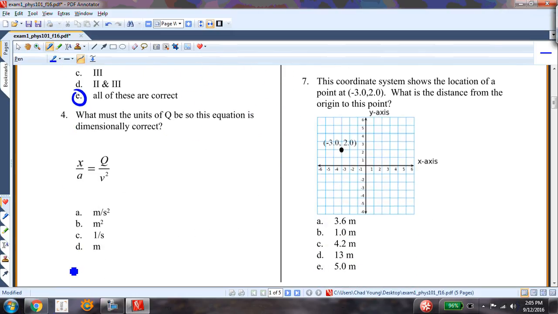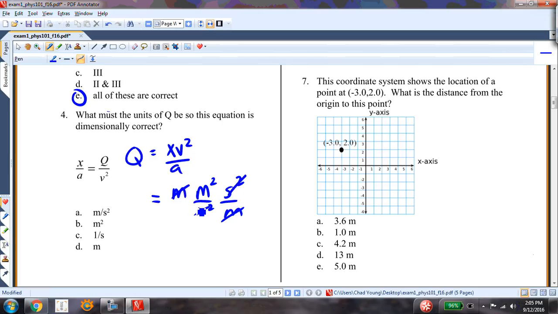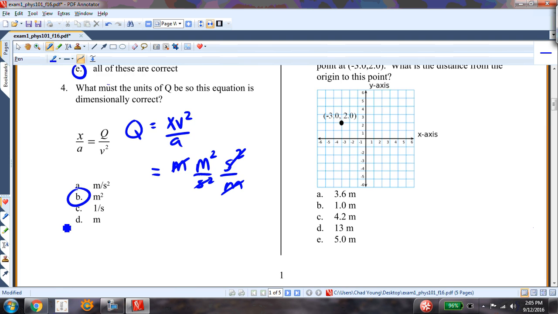What must be the units of Q so this equation is dimensionally correct? Well, I can just solve for Q, and I get XV squared over A. And then I figure out the units for that. Meters, V is meters per second, but it's squared. And then 1 over A is seconds squared over meters. That cancels, and so I'm just left with B for number 4, meters squared.